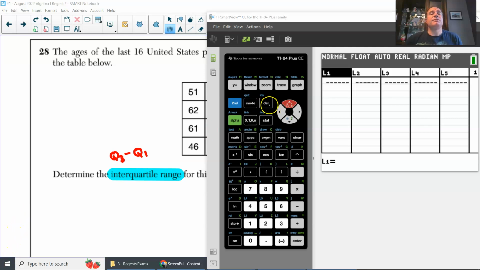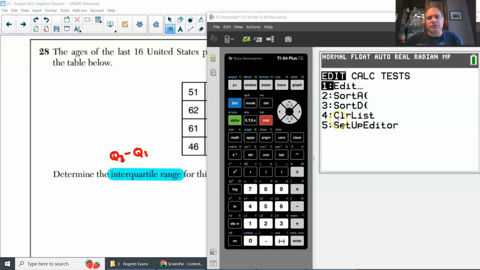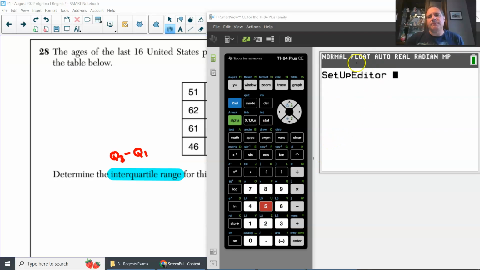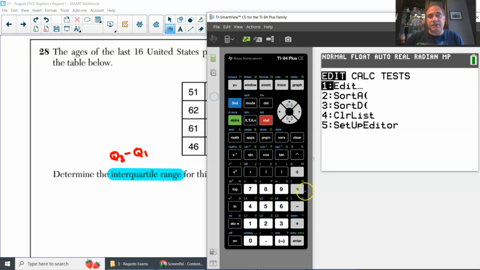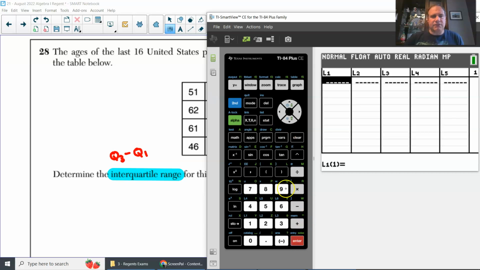So like I said, if you do happen, because it happened to me, I press delete and then L1 is gone. Don't freak out, don't reset the calculator. You're just going to press stat, and then you see this setup editor. You just press 5. It'll go to the main screen and you'll see setup editor there, and you press enter and it's done. Done means they put L1 back, or whatever you deleted, back to normal. You press stat and you go back to your list.